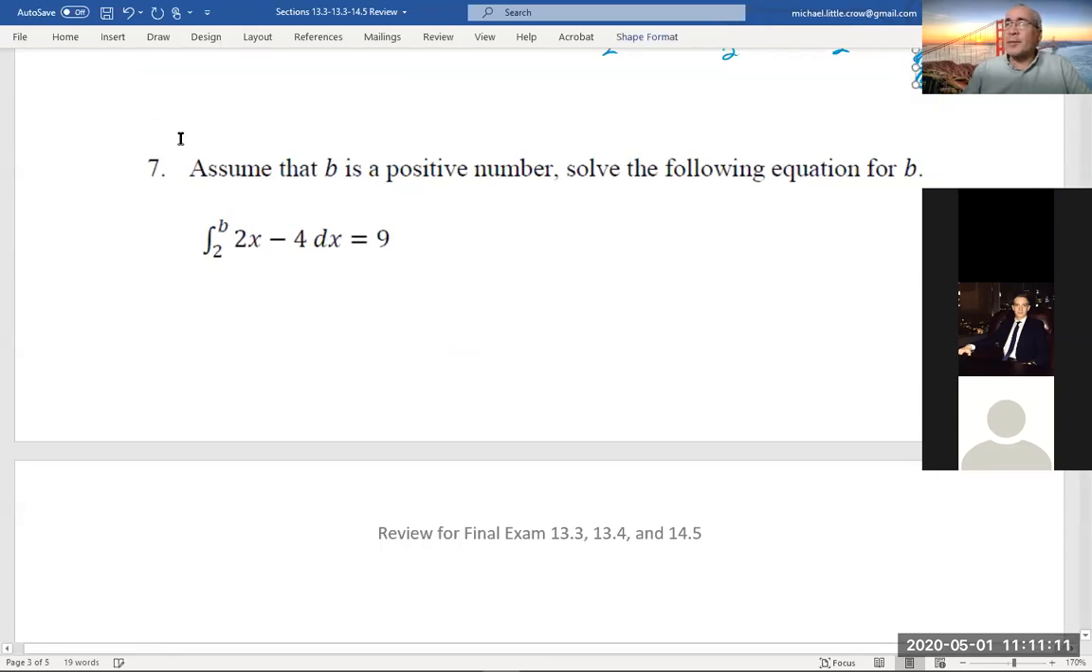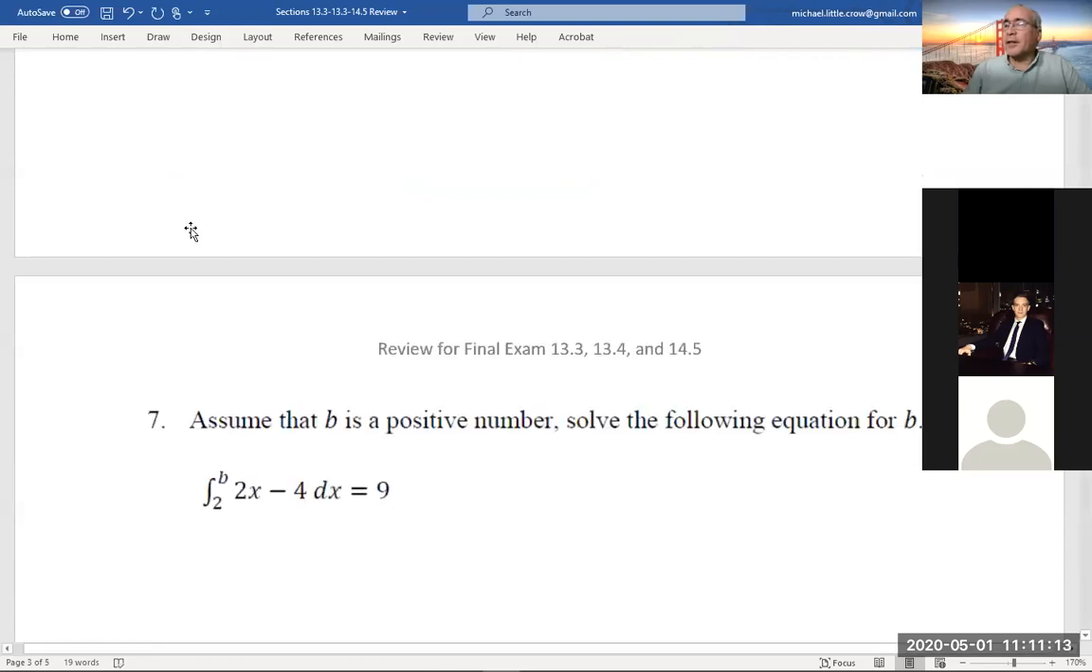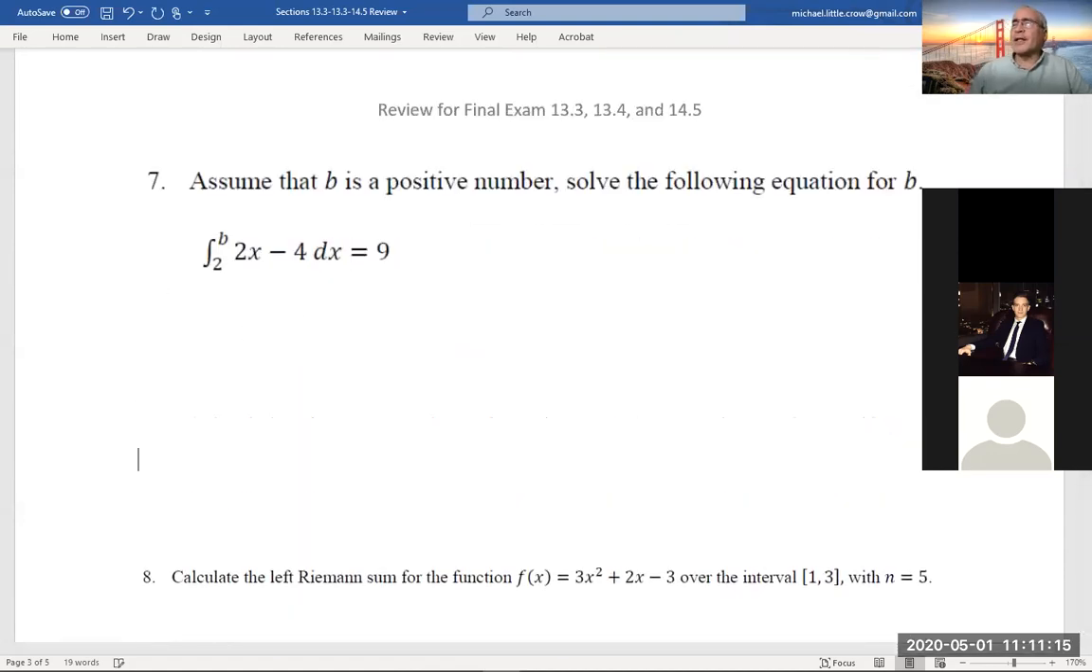Give myself some room here. There we go. This one's a little bit different, but it's using sort of some problem solving. And then as you can see down here, we're going to get into the left Riemann sums. Okay, so this is solve the following equation for b. So what we're going to do is integrate it, plug these things in, and then since we know the answer is 9, we'll be able to solve for b.